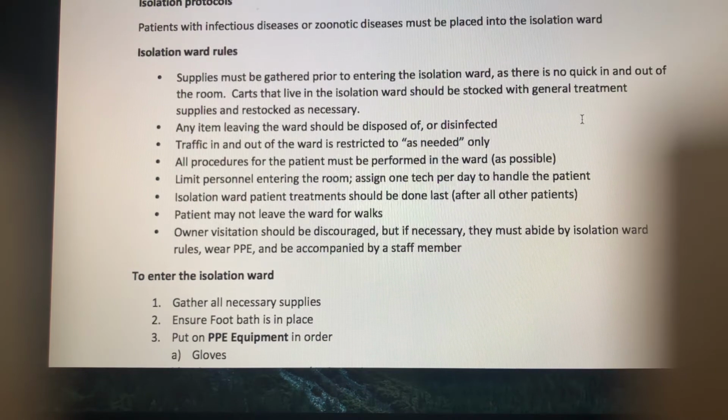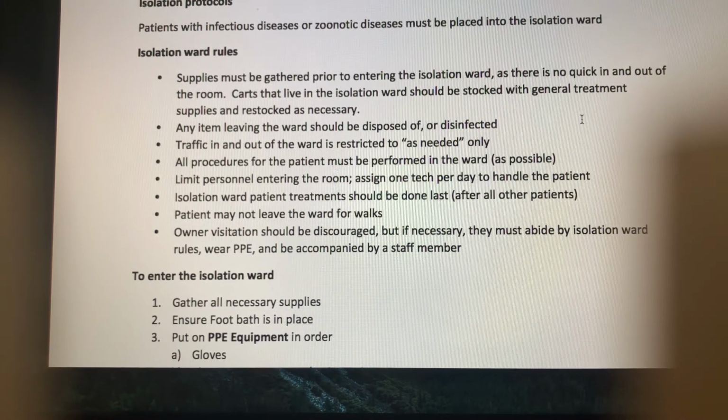When we have a patient with an infectious illness or a zoonotic illness, we need to put them into the isolation ward. I can't stress enough that the isolation ward is not a storage room. Sometimes clinics just don't see that many isolation cases and they want to fill that isolation room with a bunch of random stuff that they're never going to throw out, but they don't have anywhere to keep it. That's not what the isolation ward is for. We want to consider that isolation ward contaminated. Anything that goes into the isolation ward should not come out of the isolation ward unless it's been disinfected.